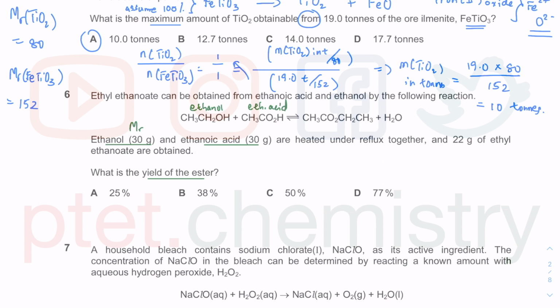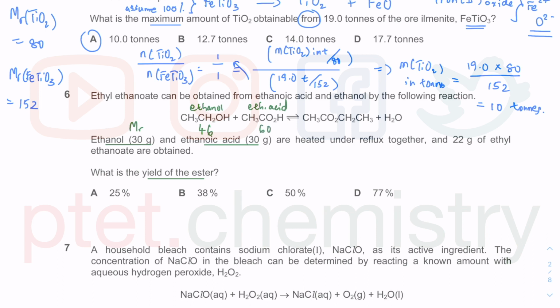Okay, so for the ethanol, it's 12 plus 3 times 1 plus 12 plus 2 times 1 plus 16 times 1 plus 1. I get 46 for the Mr of ethanol. And then 12 plus 3 times 1 plus 12 plus 16 times 2 plus 1, I get 60 there.